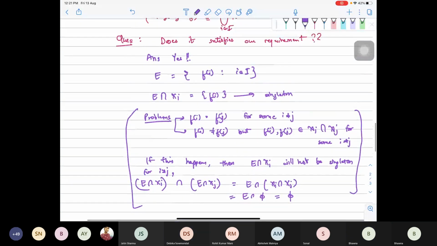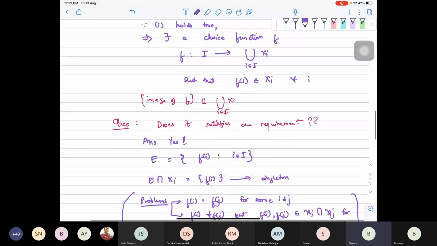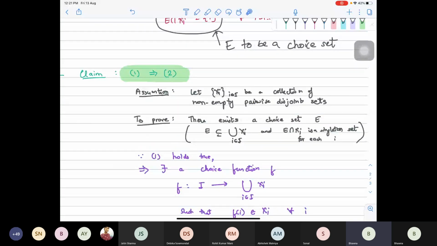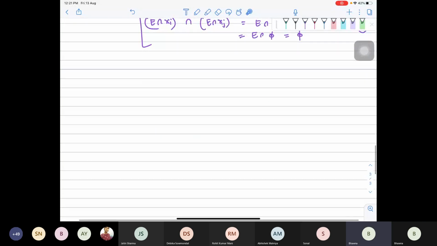Okay, ma'am. So one part of the proof is done. That means we had shown that 1 implies 2. Now we'll show that my claim is 2 implies 1.